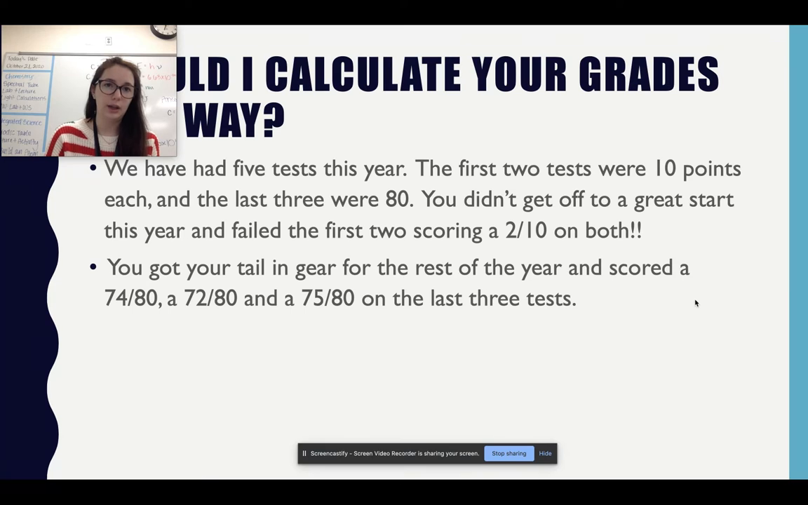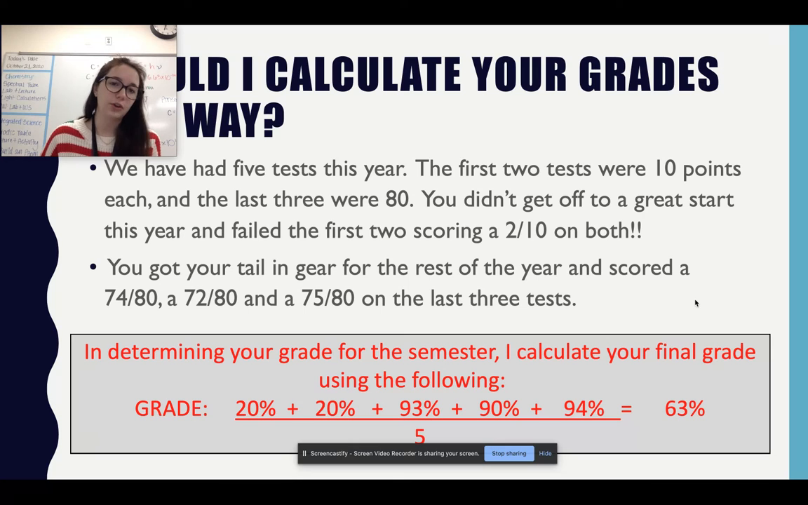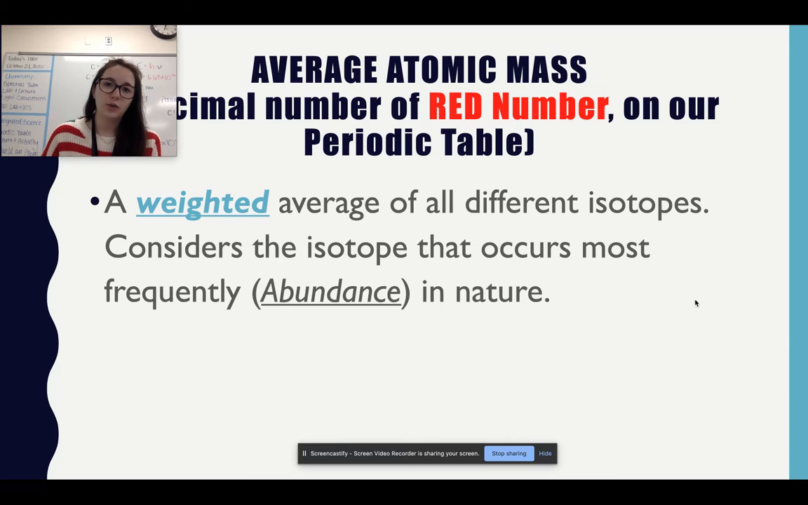It's really important with calculating because you wouldn't want me calculating your grade this way. You wouldn't want me to take 5 tests where 2 are worth 10 points and the last 3 are worth 80. And the 10-point ones, you only got a 2 out of 10, so 20%. On the remainder, you got a 74 out of 80, a 72 out of 80, and a 75 out of 80. Now, I could take the average of all those scores. However, that would not be fair because 2 of the tests are a lower percentage value because they're only worth 10 points instead of the 80 points that the other 3 tests are. So to do this, we do the average atomic mass.